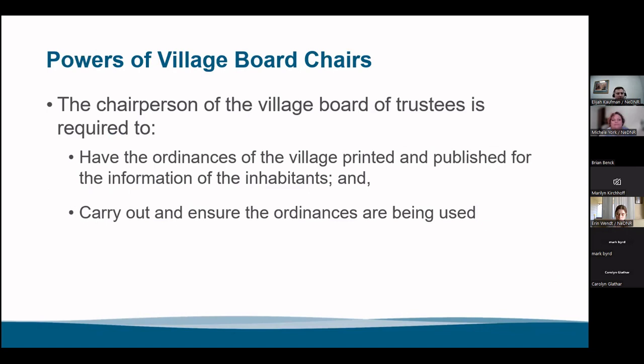Real quick, I want to go over some of the powers of the community members. So for village board chairs, chairpersons are required to have the ordinances of the village printed and published for the information of the inhabitants and to carry out and ensure the ordinances are being used. Now, part of that doesn't necessarily mean that the chairperson needs to enforce the ordinance, rather just that they need to make sure somebody is assigned to that ordinance to make sure it's being carried out.